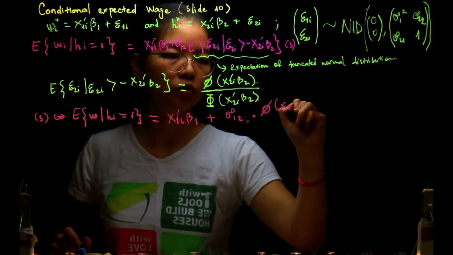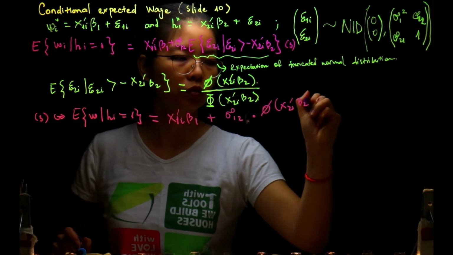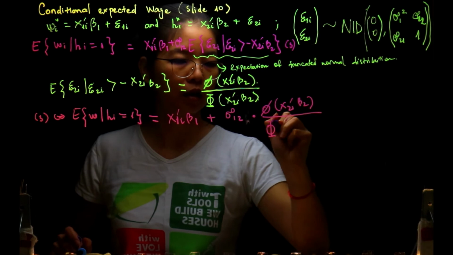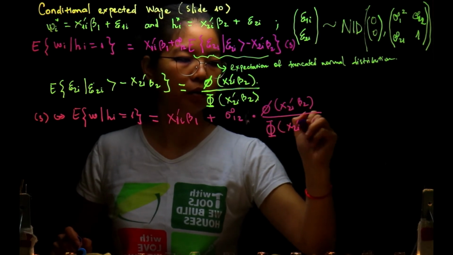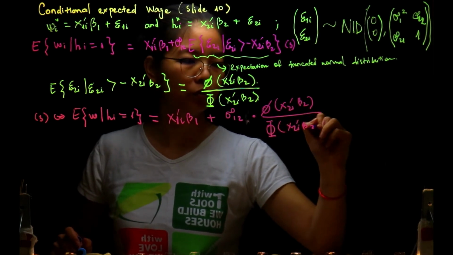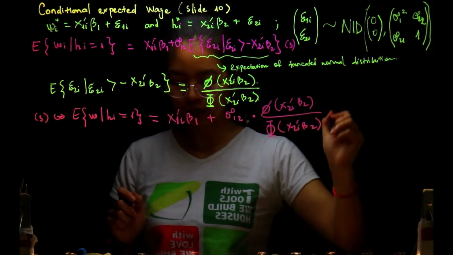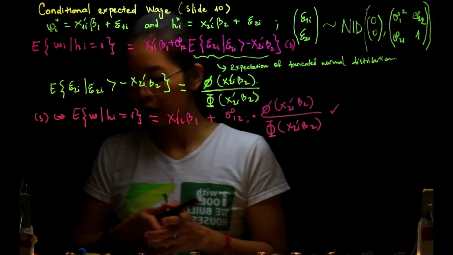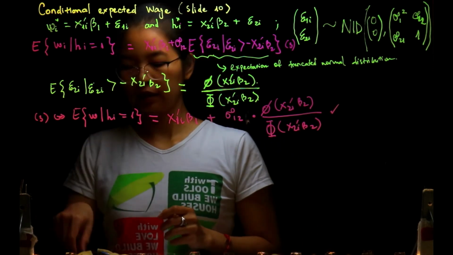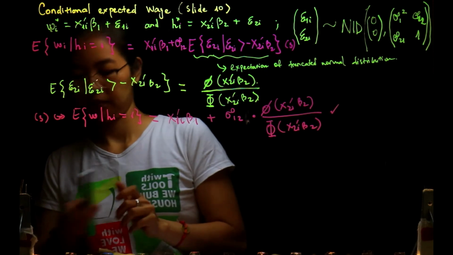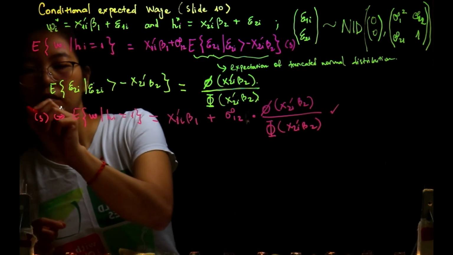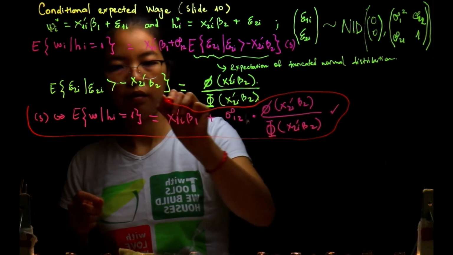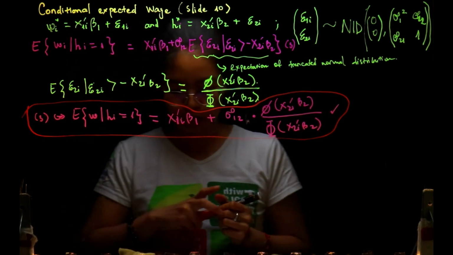Small phi of x2i prime beta 2 divided by large phi of x2i prime beta 2 again. And this is the final result given on your slide 10. Here, okay? That is why it is the way it is.